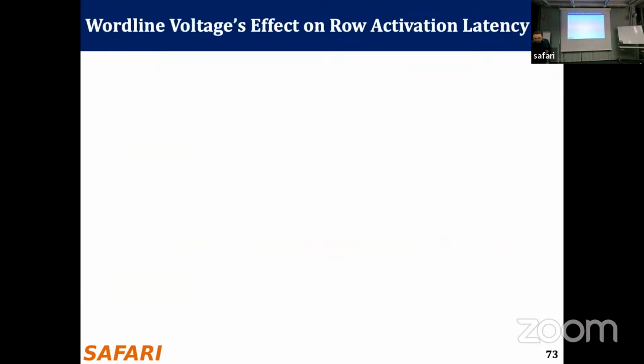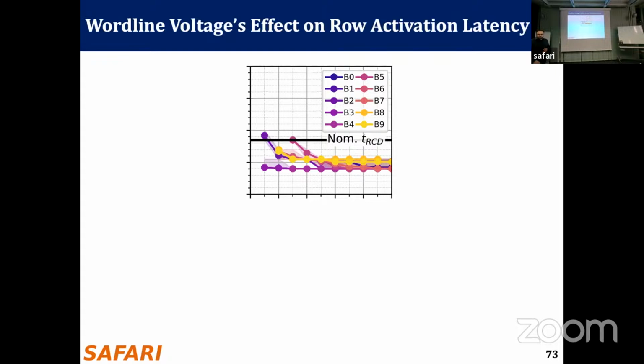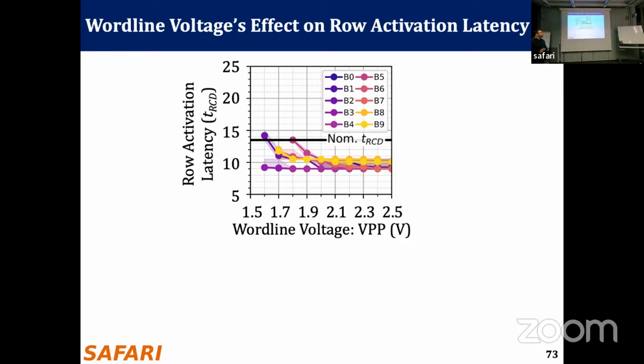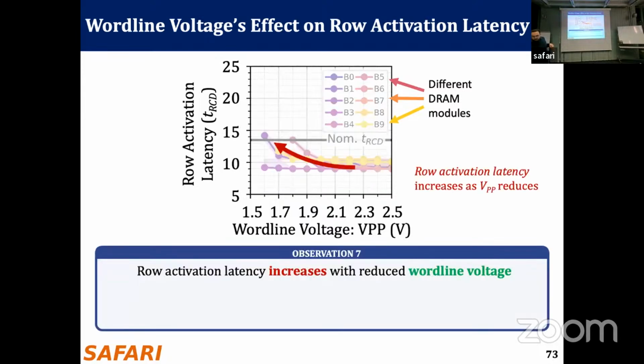Okay, so let's look at some data. So here in this plot, again, we have the wordline voltage on the x-axis, reducing from right to left. And on the y-axis, we look at the minimum reliable row activation latency. So again, different colors show different DRAM modules, and the shades show the variation across different DRAM rows. And we observe that the row activation latency increases with reduced wordline voltage, so it's something bad.